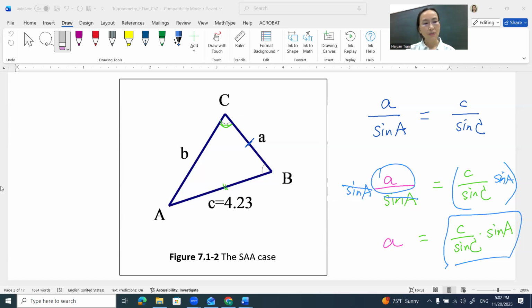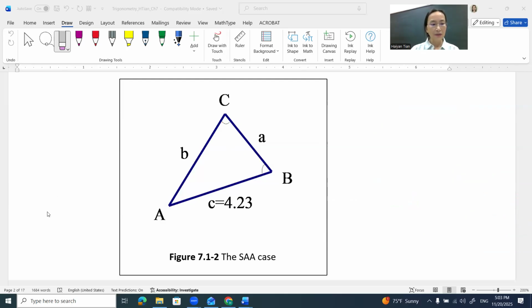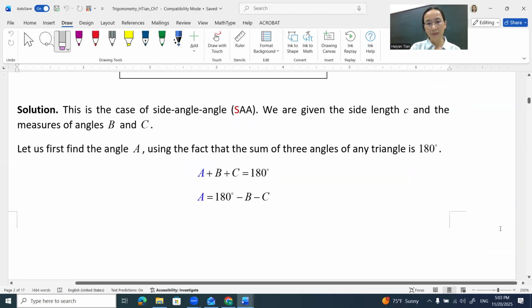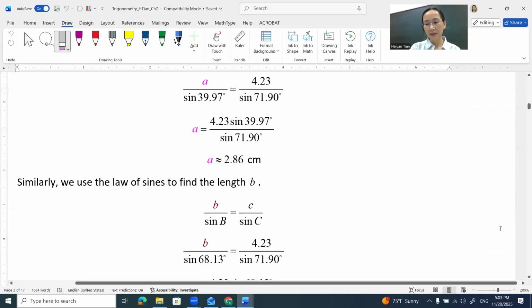So now we put in all the values. What is c? c is 4.23, so you put 4.23 here. What is capital C? Capital C is given. What is capital A? Capital A is found. So let's just give the equation.